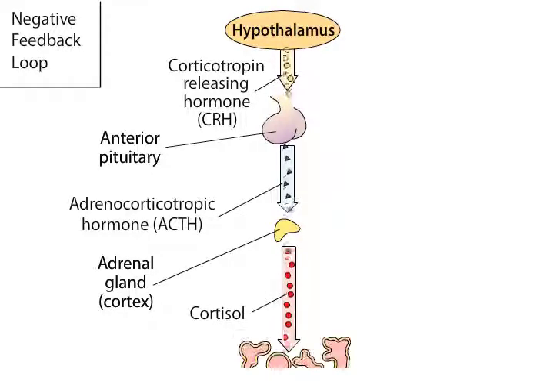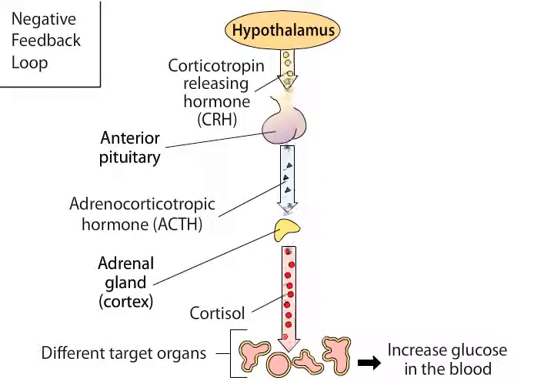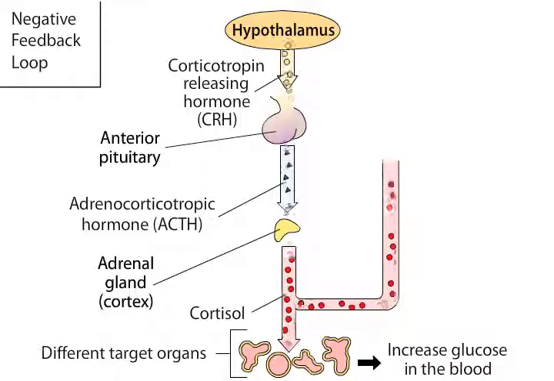Cortisol has many effects on different target organs in the body, but the primary one is to increase glucose in the blood. This sugar is an energy resource that allows the body to respond to physiological or psychological stress. In addition to acting on organs and tissues throughout the body, the hormones travel through the bloodstream back to the brain, where they inhibit the release of CRH.